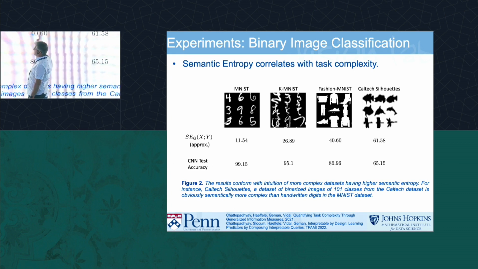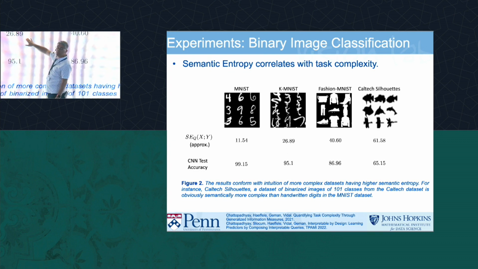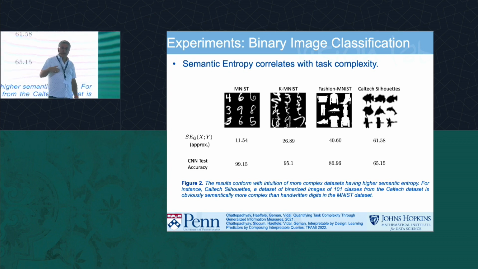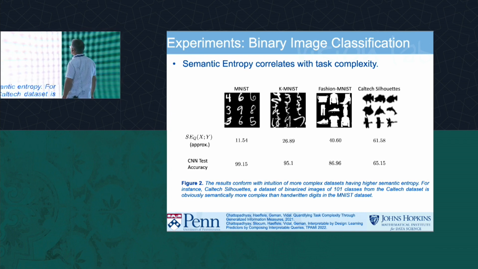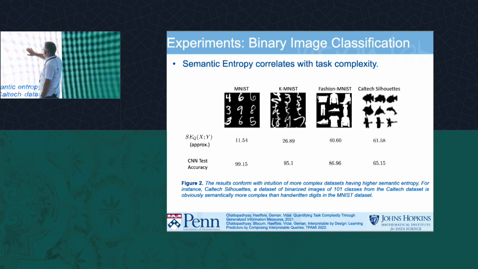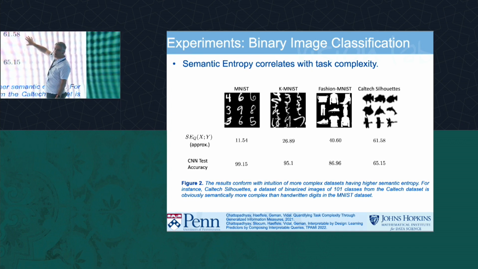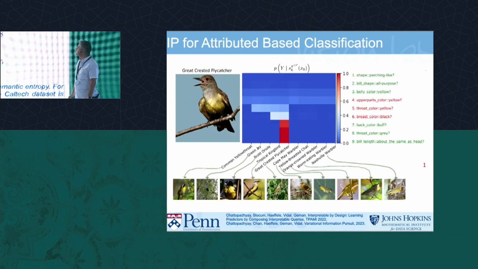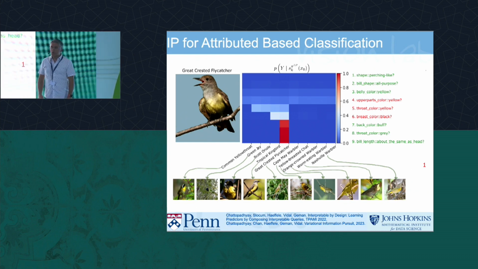If you now look at different data sets, what is it that you can see? The KMNIST, you need more patches in order to classify it. So this semantic entropy, the expected number of patches that I need to look at in order to classify binary images, is a measure of the task complexity, because the more complex the task is, the more patches I need to look at in order to produce an accurate classification. I already mentioned this example, so I'm going to go quickly.